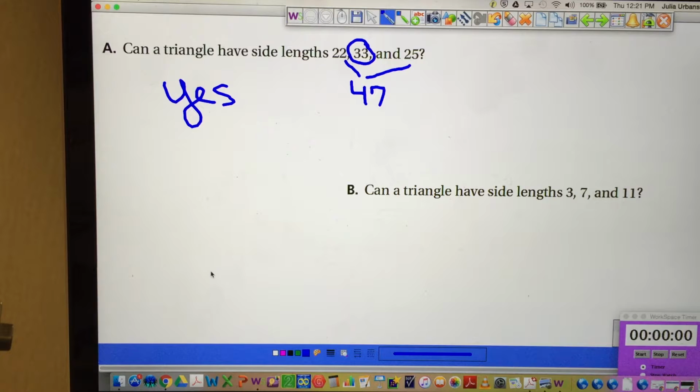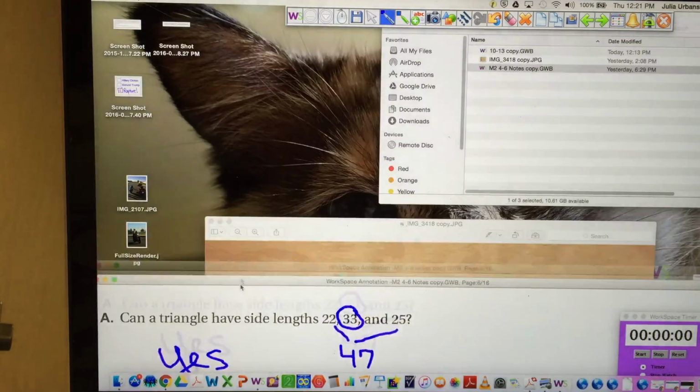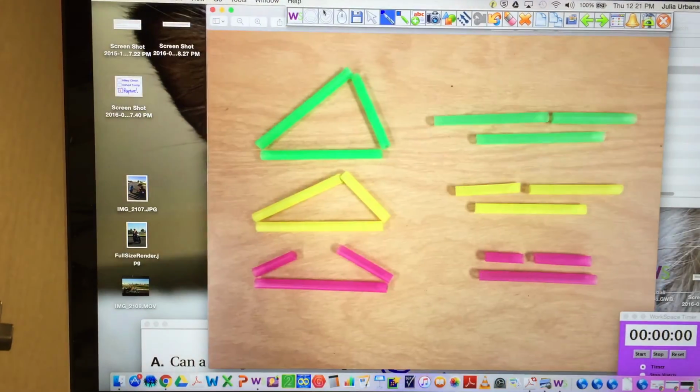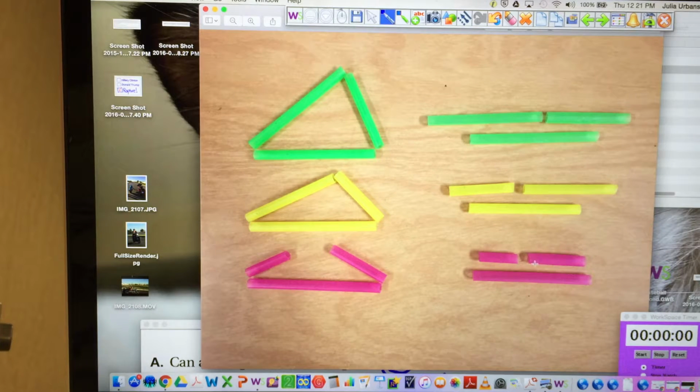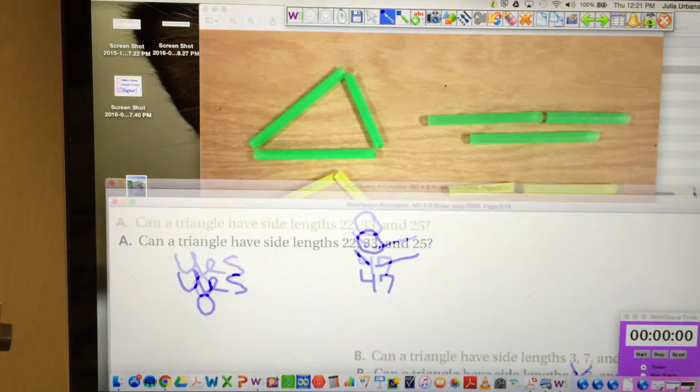Okay. If the two smaller sides are bigger together than the third side, then you can have a triangle there. Letter B, what's the biggest side? 11. Add the two smaller sides together. 3 and 7 make 10. Could a triangle be made out of these? That's correct. Very good. So no. It would be like the pink one, where the two sides are too small. 3 and 7 would make 10, but this one's 11. It wouldn't connect. It's too small. Okay, you see the idea there?